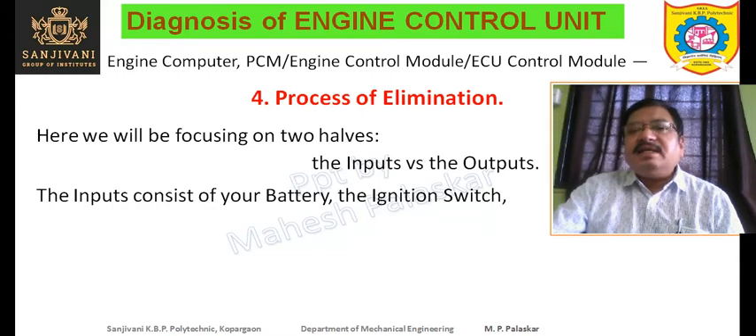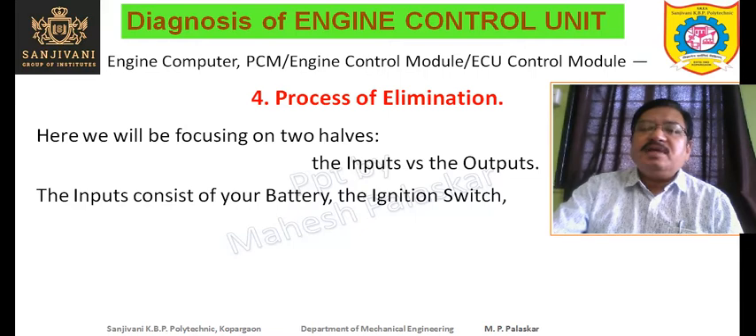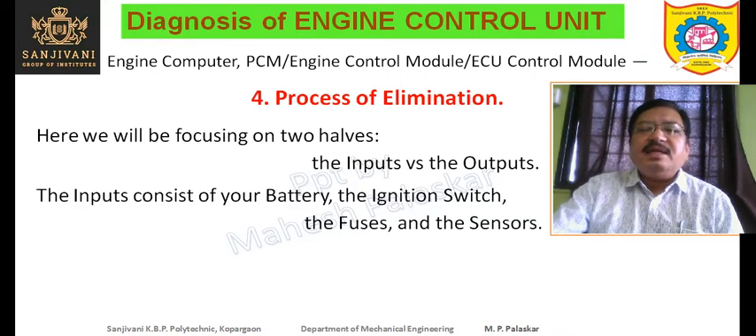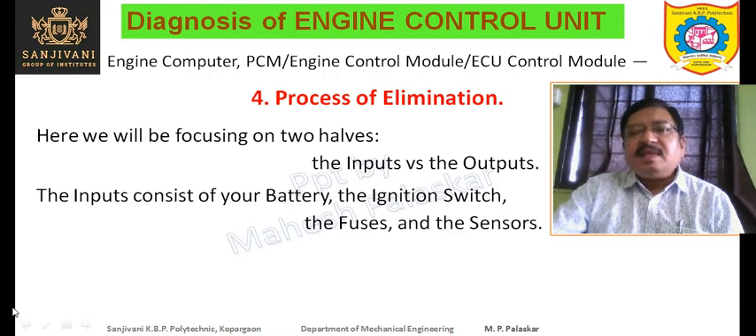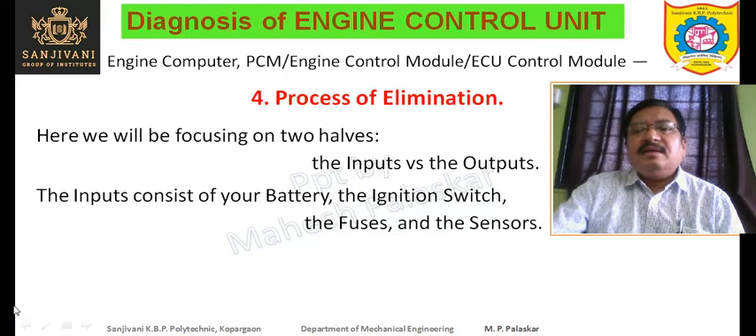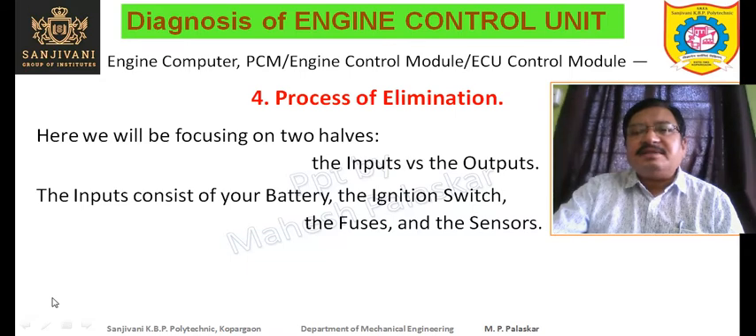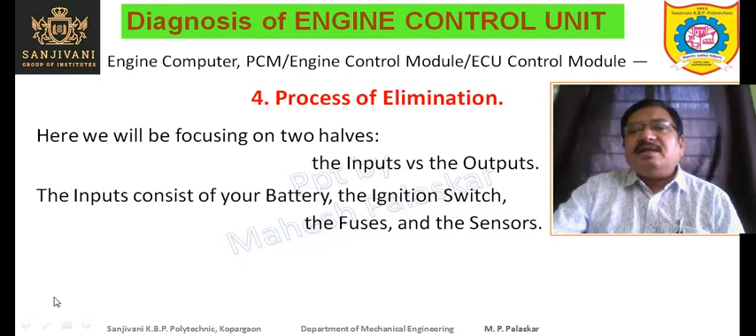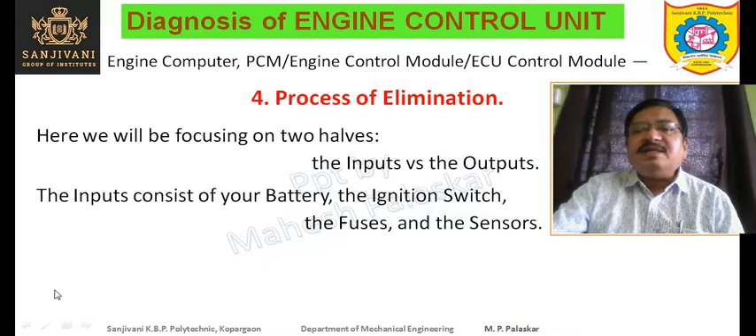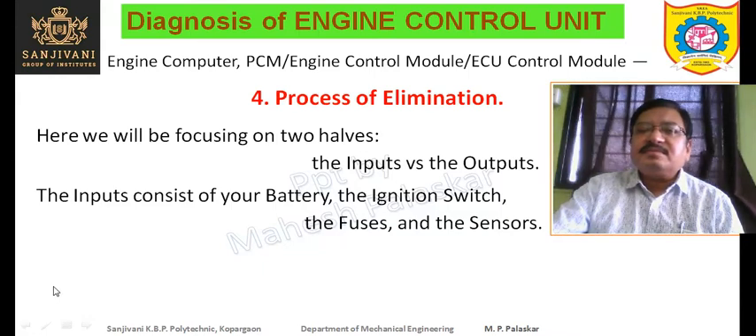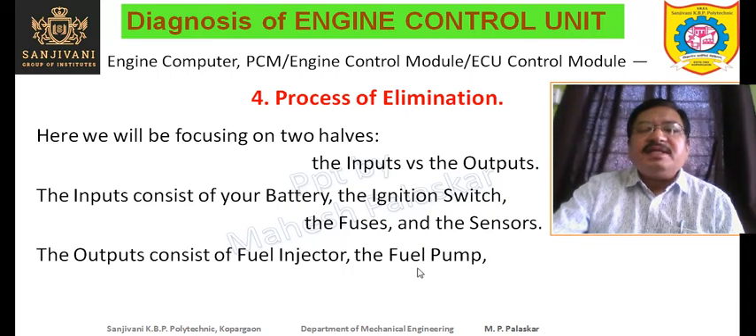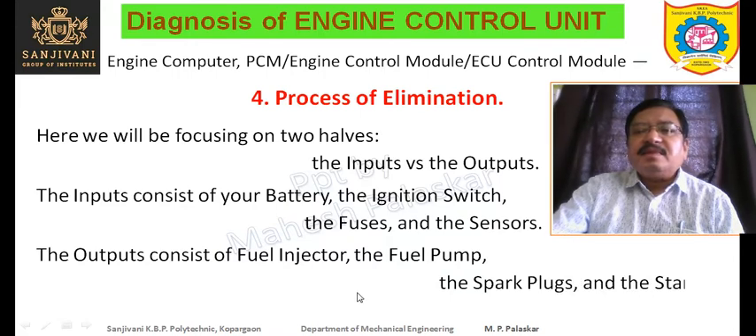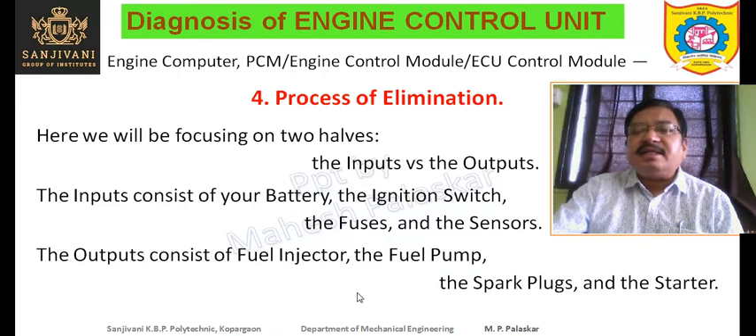Then the signal from the ignition switch is also received by the engine control unit. That is the input. The fuses, the current will be flowing through the fuses and the sensors. So the data will flow from the sensors to the engine control unit, right? The output consists of the fuel injector, the fuel pump, the spark plug and the starter, etc.